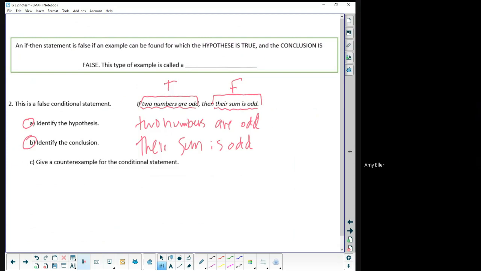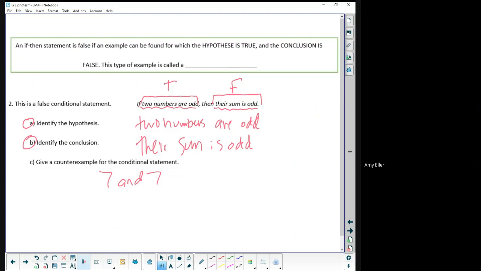Can somebody tell me theirs? 7 plus 7 is 13. Okay, so two numbers that are odd. So 7 and 7, those are two numbers that are odd. That is true. The sum is 14, so that's even, which proves it's a counterexample.